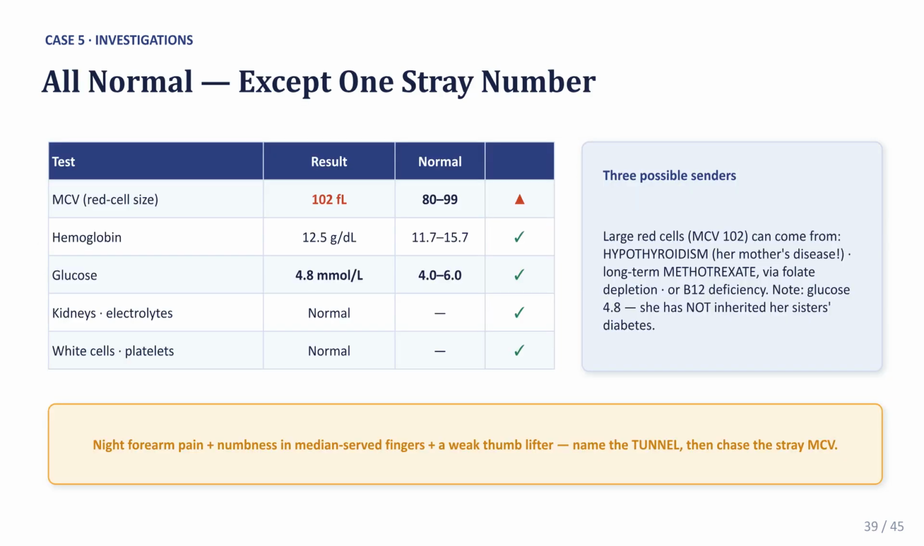Her blood work is mostly normal, but she has a stray MCV of 102, indicating macrocytosis. This is a vital clue. We have 3 main possibilities for this finding: hypothyroidism, folate depletion from her methotrexate, or B12 deficiency. One of these may link to her wrist issue.